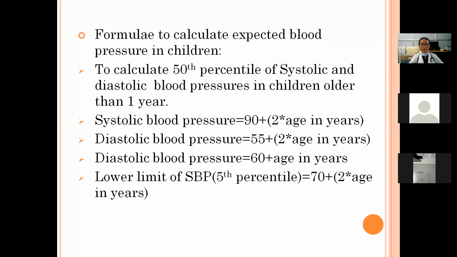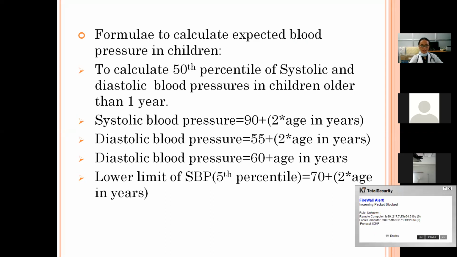Just to let you know about a few formulae to calculate expected blood pressure in children. To calculate the 50th centile of systolic and diastolic blood pressure in children older than 1 year of age, the systolic blood pressure is calculated as 90 plus 2 into age in years. 90 plus 2 into age will give you the 50th centile of systolic blood pressure for that child. And diastolic blood pressure is calculated as 55 plus 2 into age in years. There is another method for calculating diastolic pressure, which is 60 plus the age in years. Just add the age in years to 60.